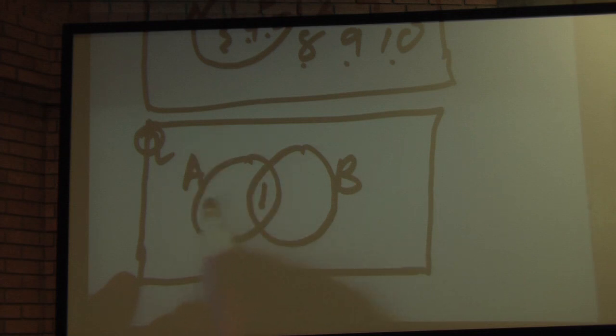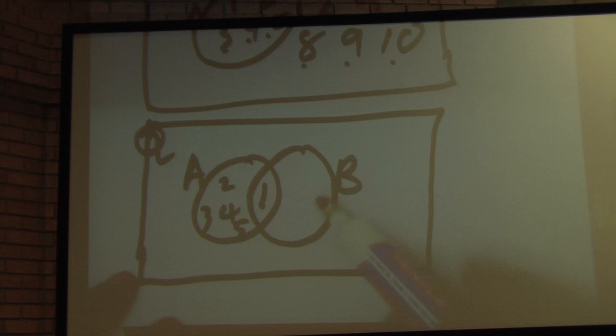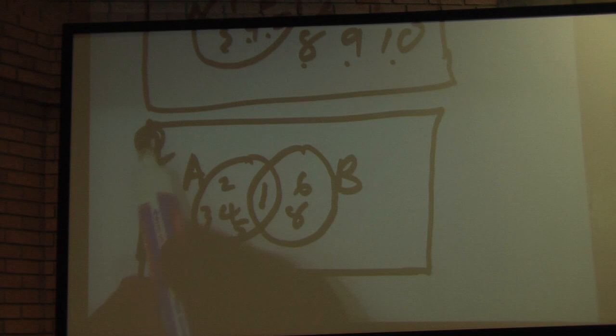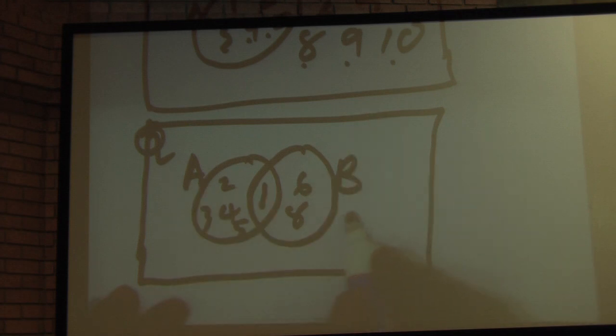Then we write down the elements that are not in the intersection but are found in A, which would be 2, 3, 4, and 5. In B, the elements that are not in the intersection but are found in B are 6 and 8. Then we need to continue stating that the universal set has more elements than those in A and B, and the ones that are left out are 7, 9, 10 and 0. Again, you can write them anywhere as long as they're within the universal set.